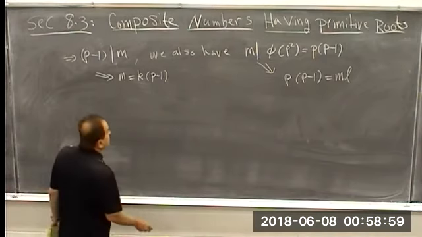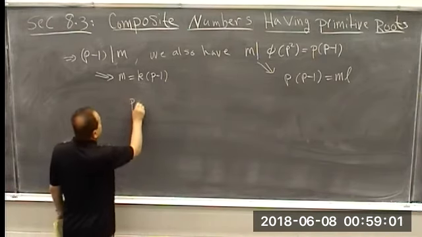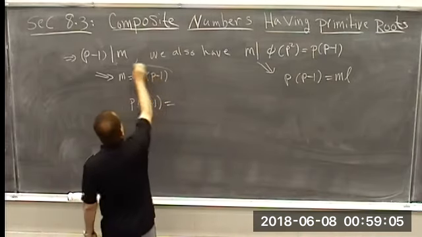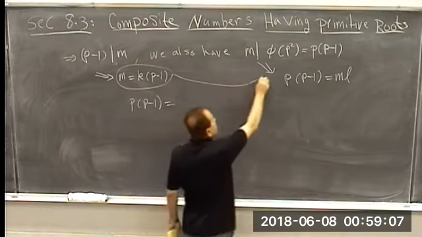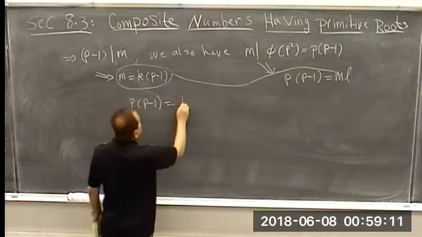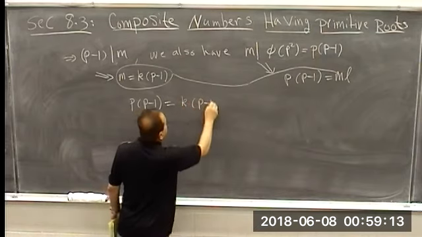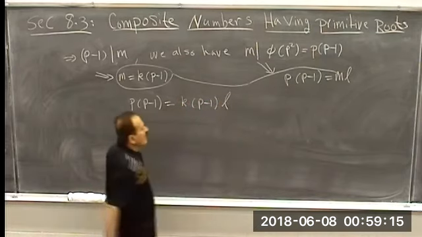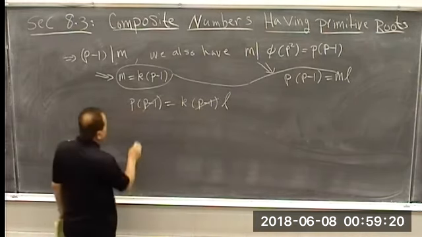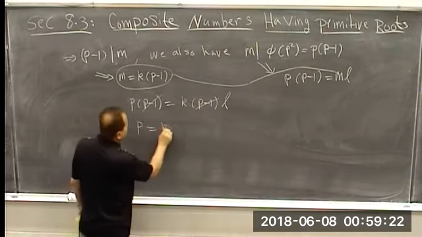So this means that p times (p minus 1) is equal to m. So we're going to substitute for m in here. All right, so this becomes k(p minus 1) times l. Then we can cancel out p minus 1. So this becomes p equals kl.